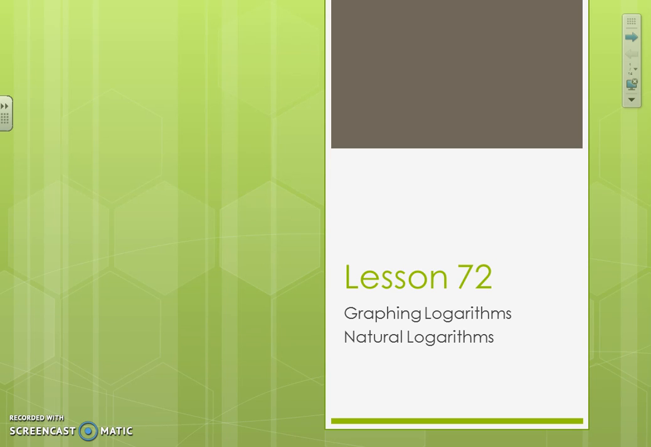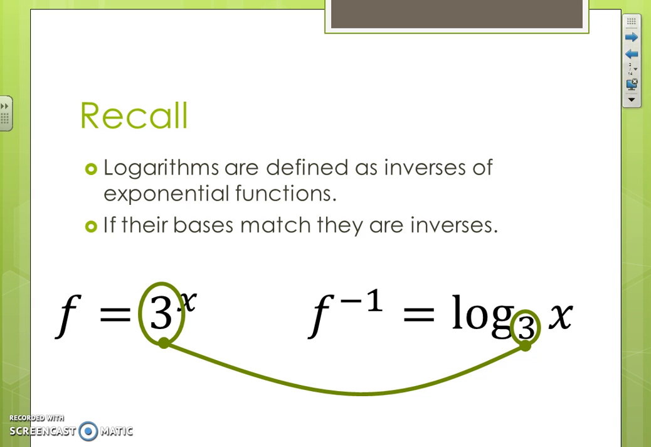So today we're going to be going over lesson 72, which is graphing logarithms, and we're also going to talk about some natural logarithms. So starting out, just recall your logarithms are defined as the inverses of exponential functions if their bases match. That means that they are inverses. So you can see right here, we've got a 3 with the base. You've got a log base 3 of x here. Their bases match, so these two are inverses of each other. And you want to remember that with inverses, they do cancel.